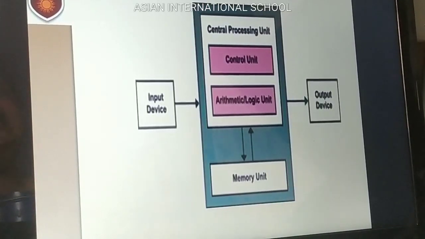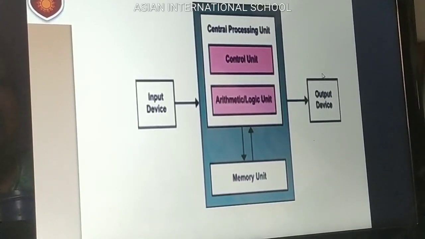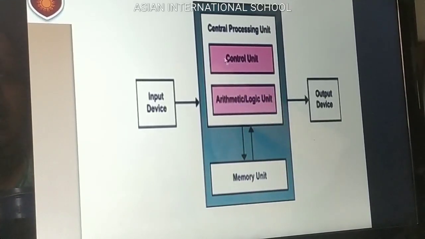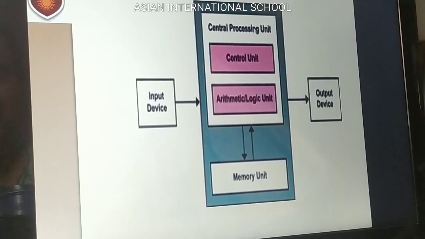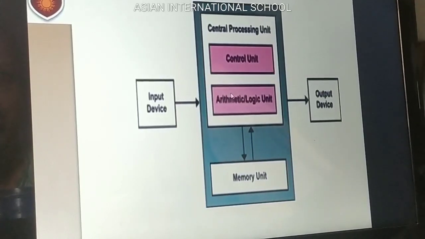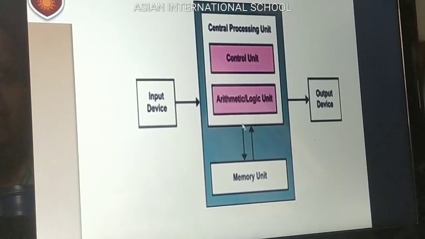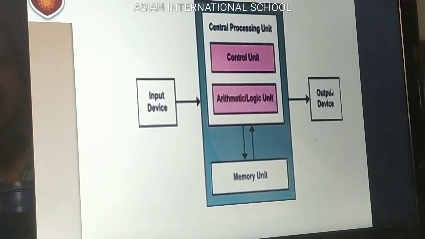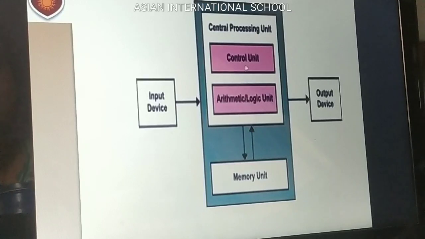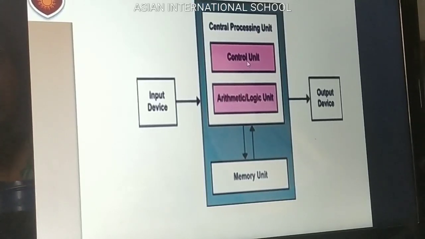Now in the central processing unit, in the processing part, as we discussed previously, it is divided into three parts. We input data, it comes to the CPU, the central processing unit, and here it is processed and goes to the output device. Now how is it processing? There is a control unit, which we already know.